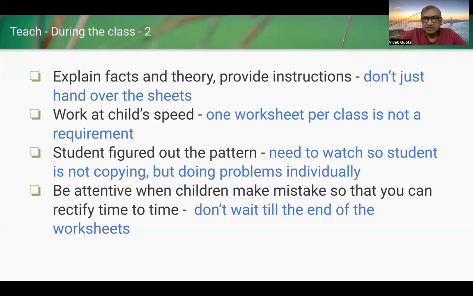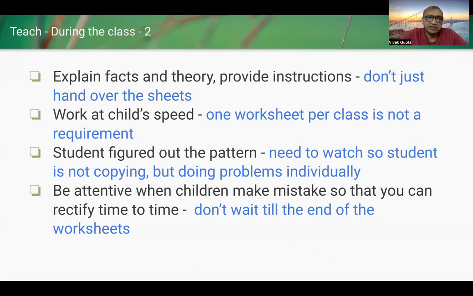One packet per class is not necessarily a requirement. The kids can do more than one packet. Some kids do 2 packets or whatever. Some kids might do a little bit less than 1 packet. If that happens, then you give that same packet for the homework, right?